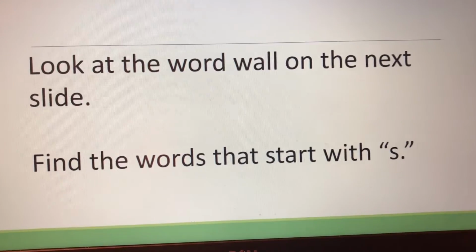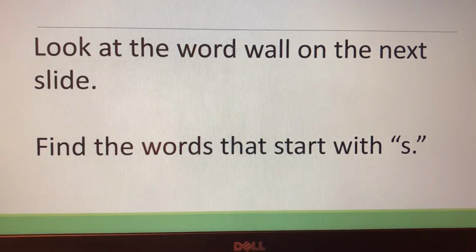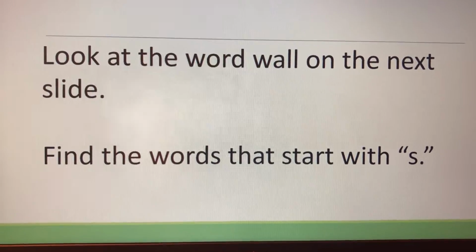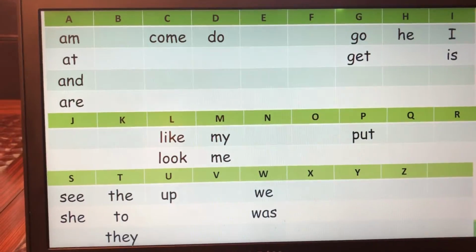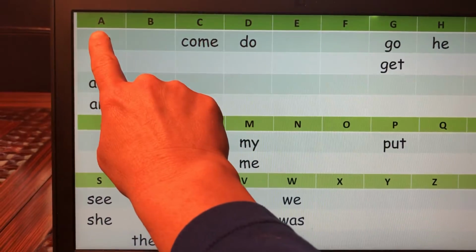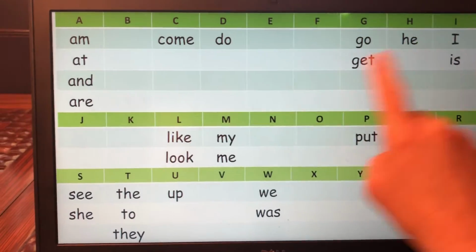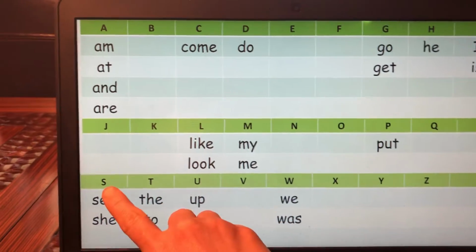So now we're going to look at the word wall on the next slide, and we're going to look for the words that start with the sound S. So do you know what letter you're looking for? The ones that start with S. All right, I'm going to scan for the letter S. You probably already figured that out. And I'm going to look around at these words until I find S.